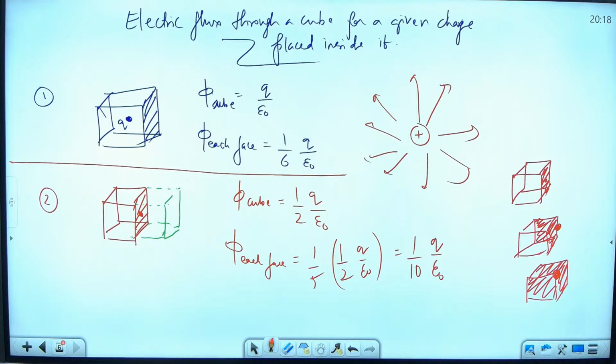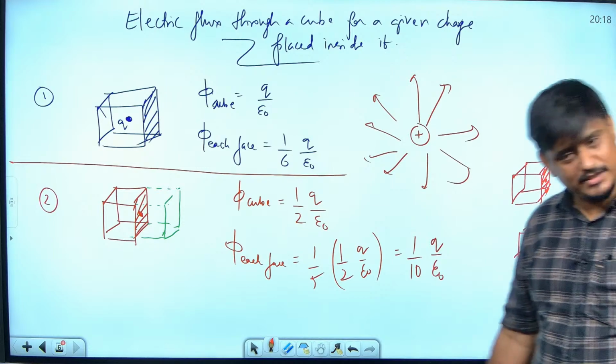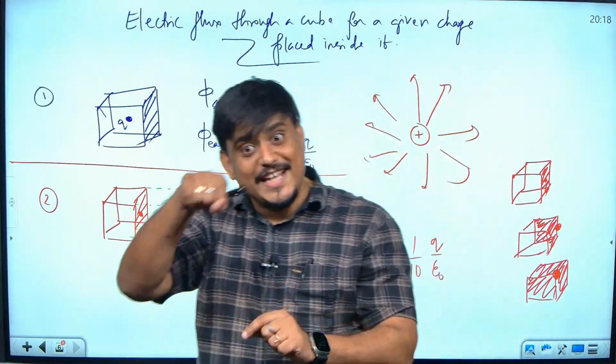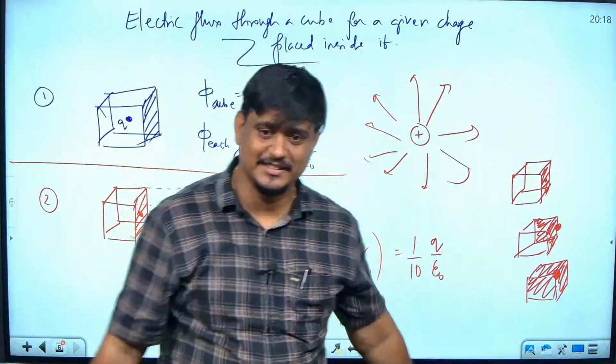Sir, for the charge on the vertex, we are adding 7 more extra cubes. Yes, very good. So it will become 1 by 8 times of q by epsilon naught. Got the logic? You are done now.